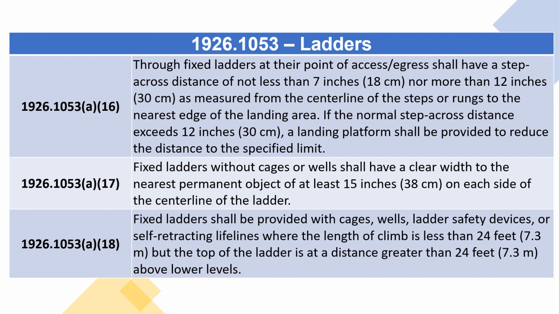1926.1053(a)(17). Fixed ladders without cages or wells shall have a clear width to the nearest permanent object of at least 15 inches (38 centimeters) on each side of the centerline of the ladder.